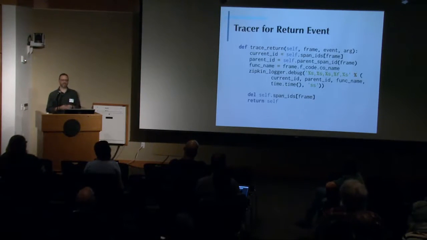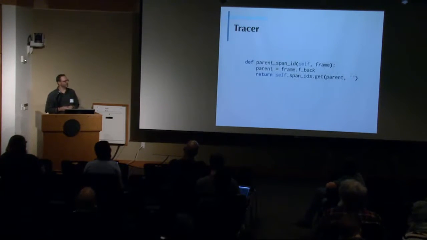On the flip side, when the function returns, we're going to run this trace return function, and we're going to log the same things: the span ID, what's my parent span ID, the name of the function, timestamp. Only this time we're going to record SS for server sent. So calling a function is like server receive. Returning from a function is like server sent. We've got this helper method here to look up the parent span ID. Basically, you can access the parent frame inside your current frame and look it up.